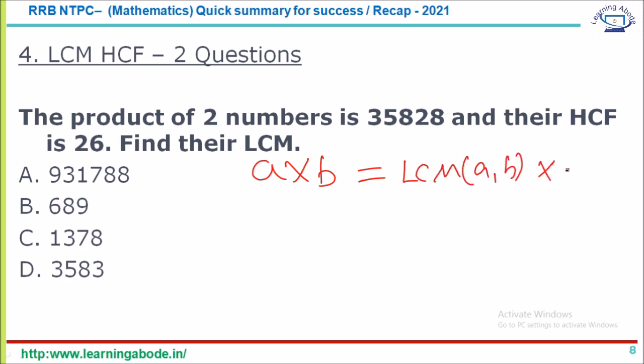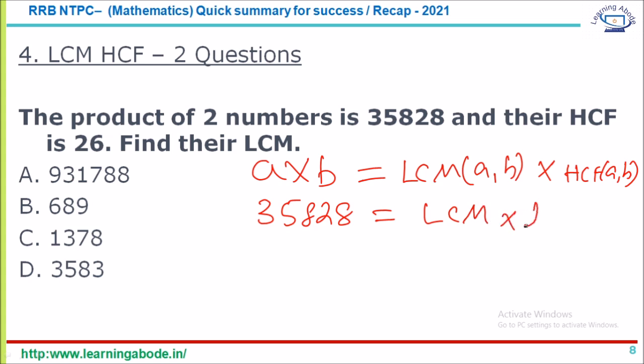This is a very popular formula. Okay, now we can use this. Now it is said that this number is 35828. Now that's equal to the LCM, which is what we are supposed to find, times the HCF. Okay, so solve for the LCM, you will get 1378. Okay, now we can also get this by answer choice.